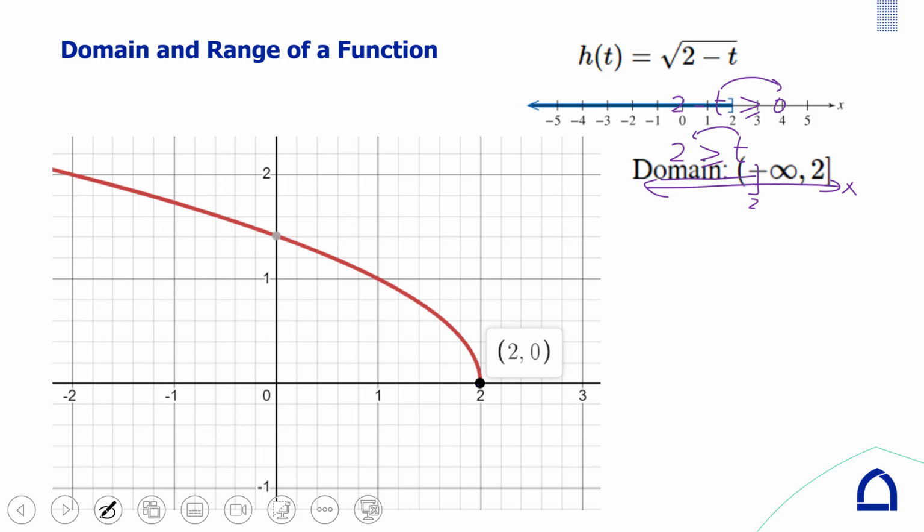So the domain comes from left to right. From the far left it is minus infinity, and here we stop at 2, so minus infinity to 2, and 2 is included. This is the domain.